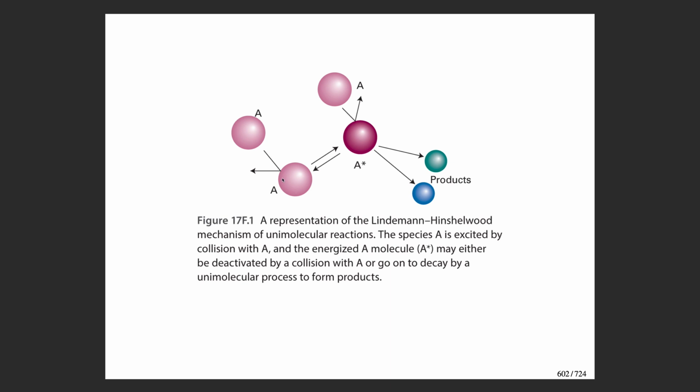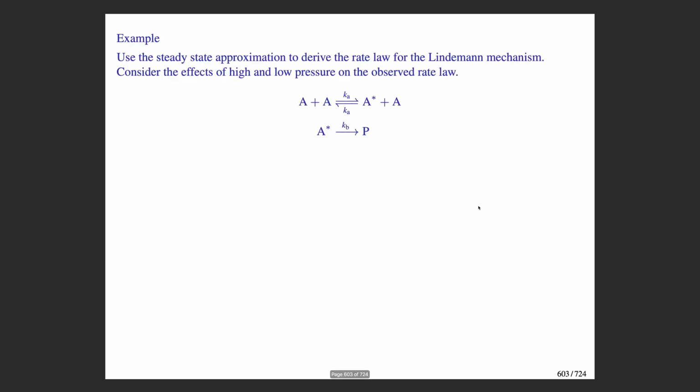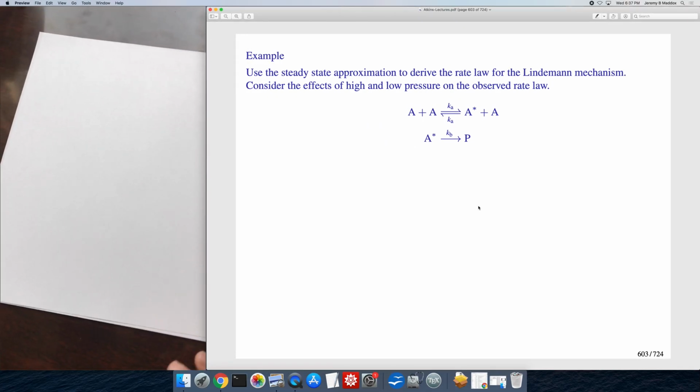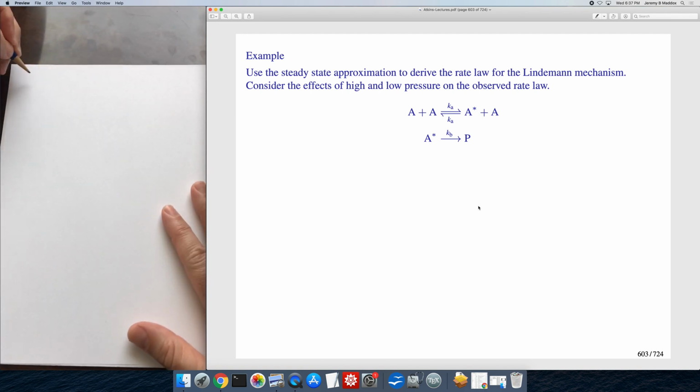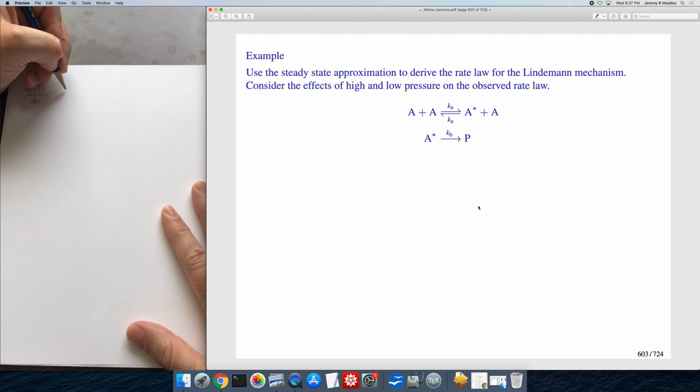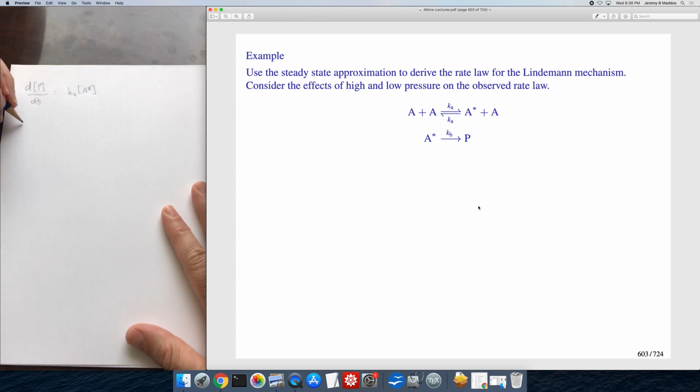These two molecules collide, one recoils, one becomes excited. Either a collision can occur which will de-excite the molecules, or the excited molecule can then go on to form whatever products that we have. And so we're being asked to use the steady state approximation to derive the rate law for this so-called Lindemann mechanism. And so we're going to focus on the formation of the product, and we need that second step. We need to know the concentration of the excited reactant, which we'll treat as an intermediate.